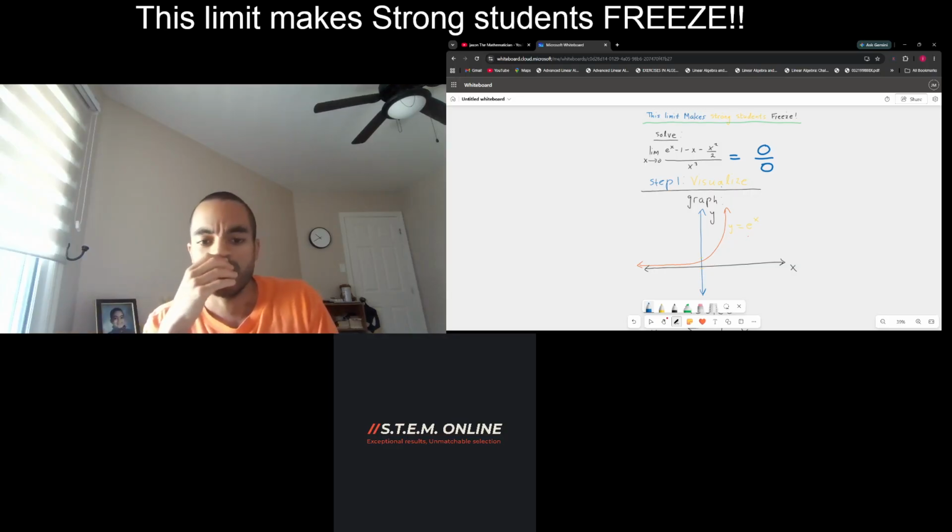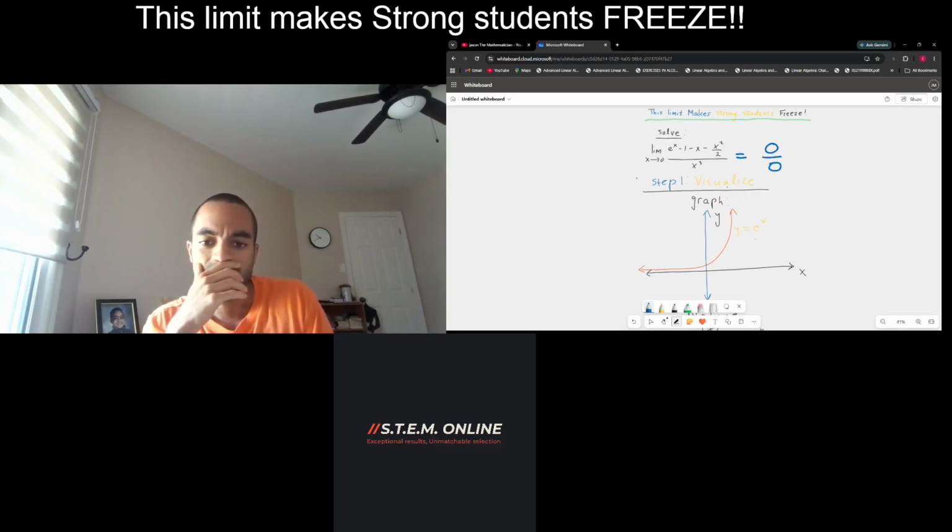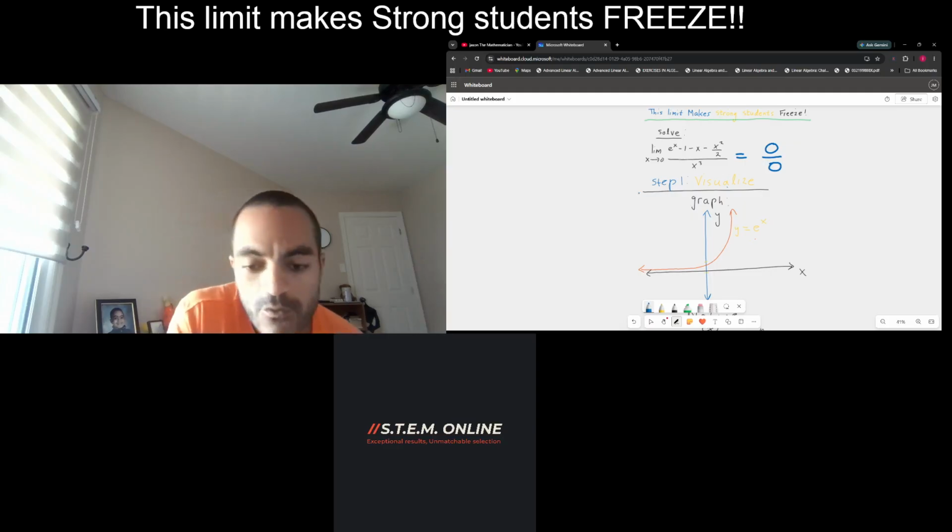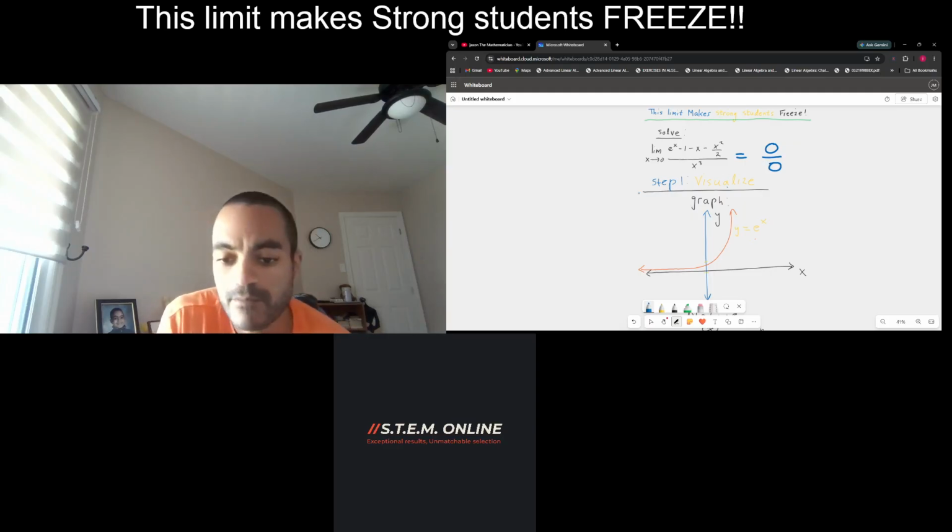So I'm going to go through that with you right now. If you look at the limit, e to the x minus 1 minus x squared over 2, divided by x cubed, we want to evaluate this limit. It looks very tricky, so I'm going to do this in a step-by-step approach, using my technique for solving problems. The first step in this technique is to visualize. You have to visualize the function and see the behavior of the function.